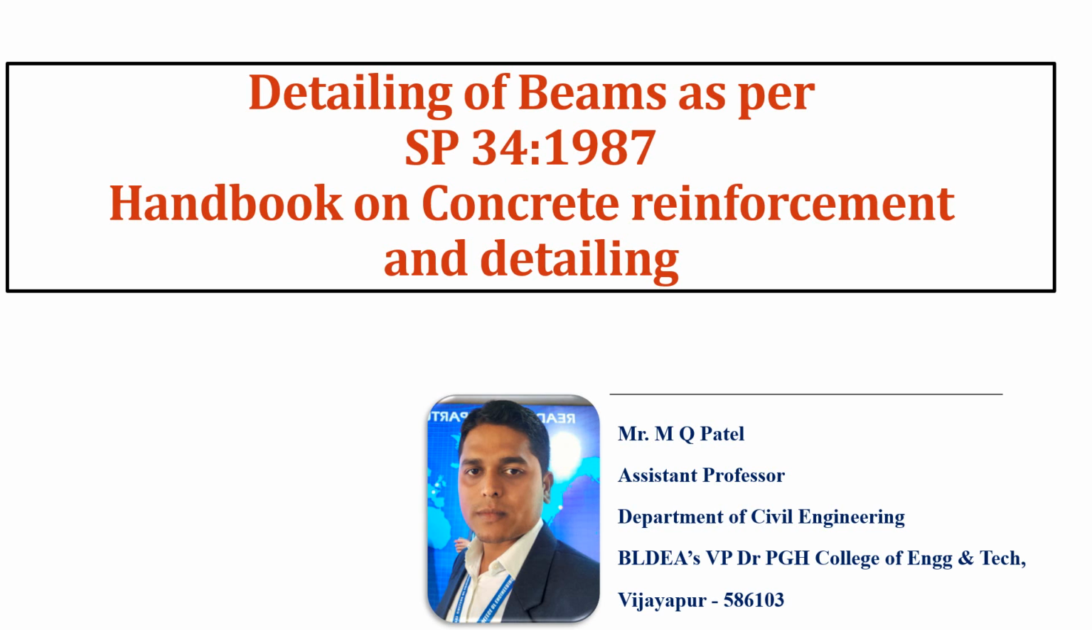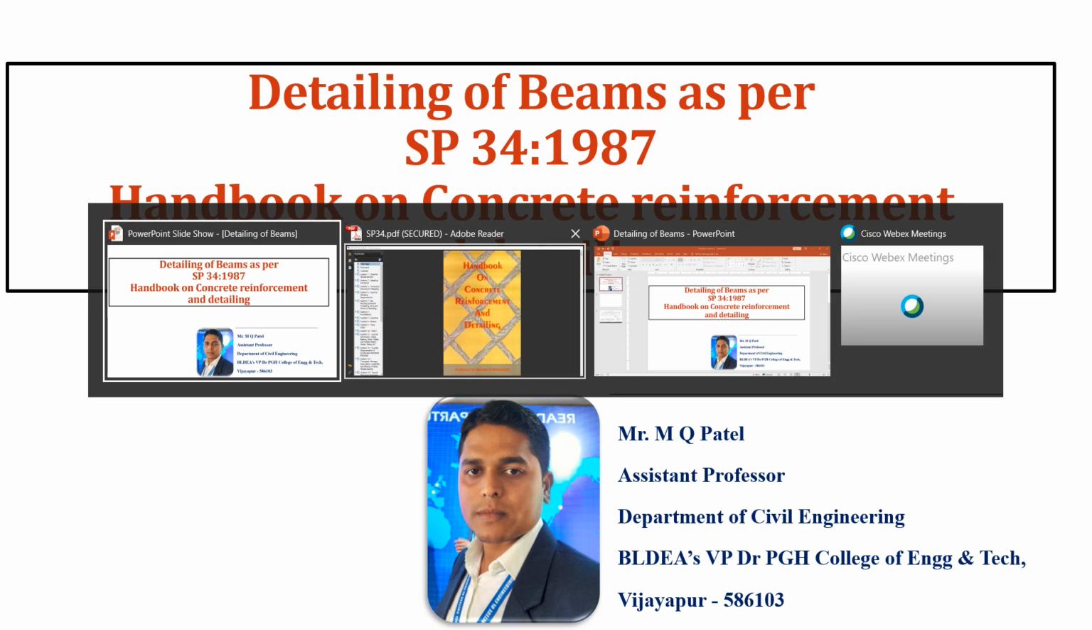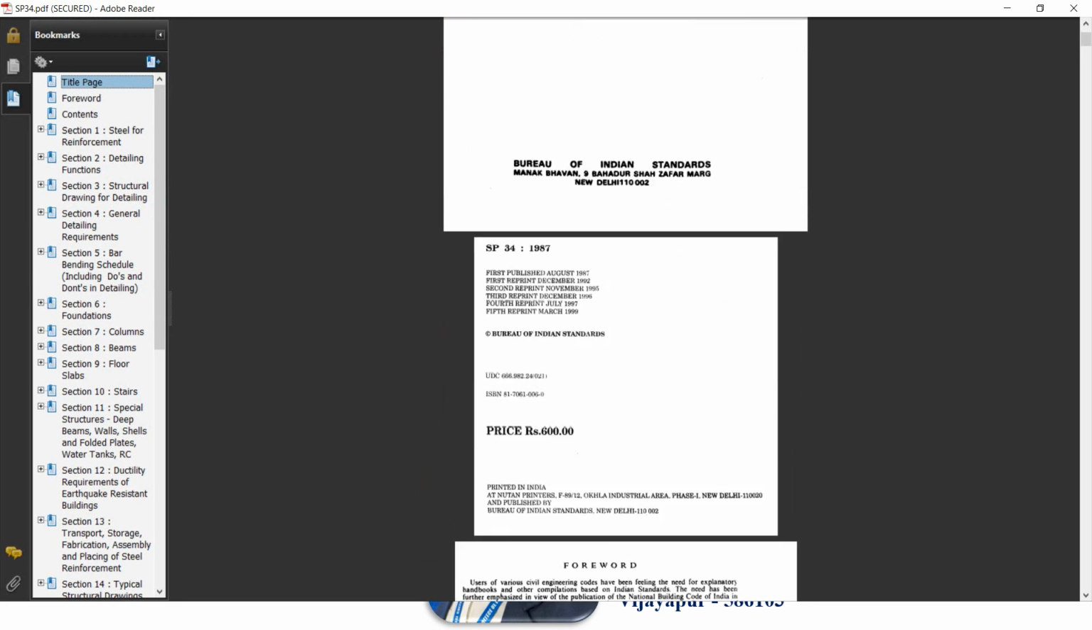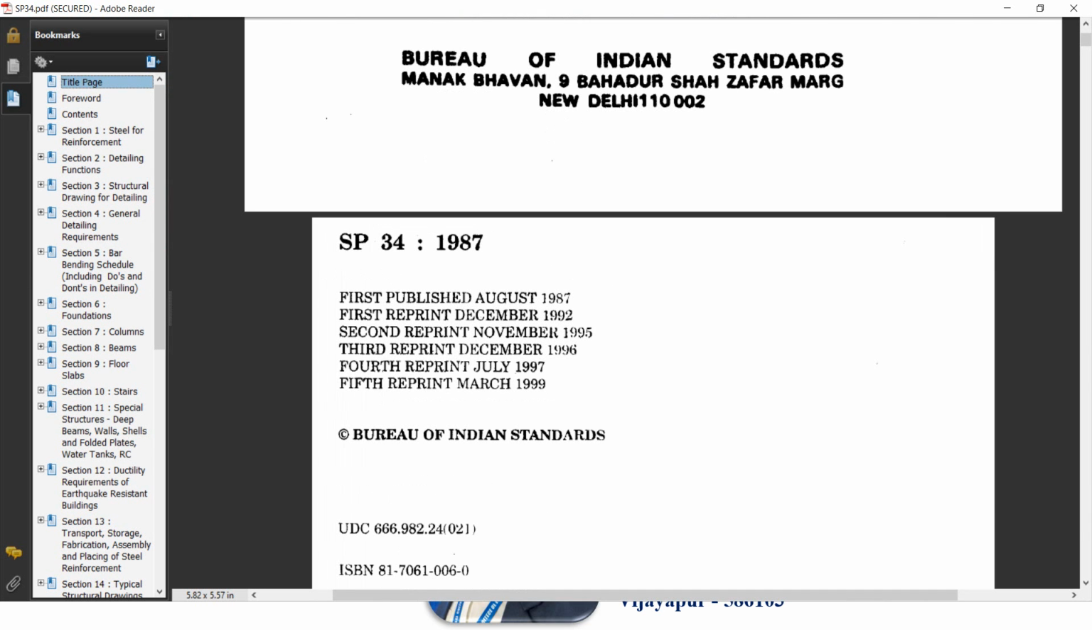In this video, we are going to study the detailing of beams as per SP 34 1987, that is a handbook on concrete reinforcement and detailing. So let us start with this. This is the handbook on concrete reinforcement and detailing. The code number is SP 34 1987.